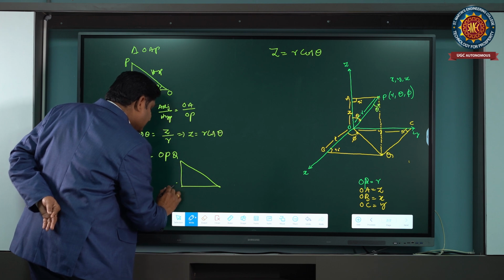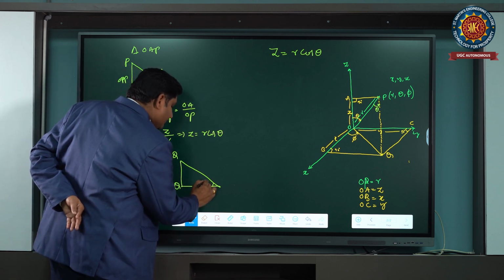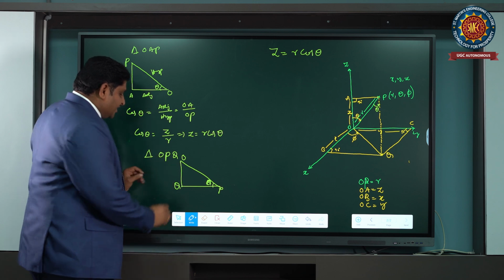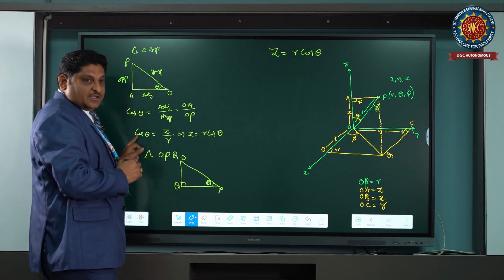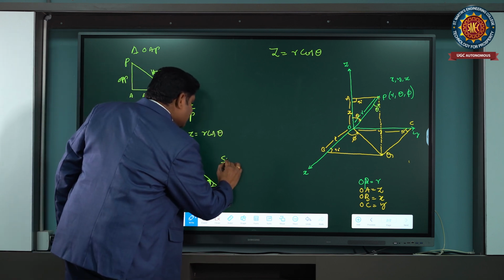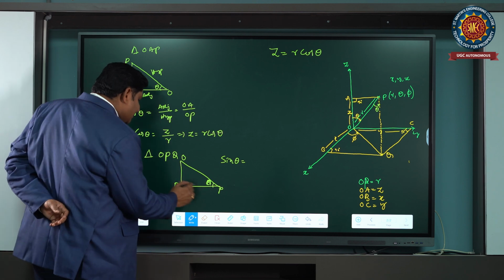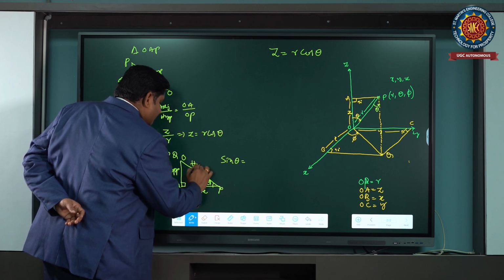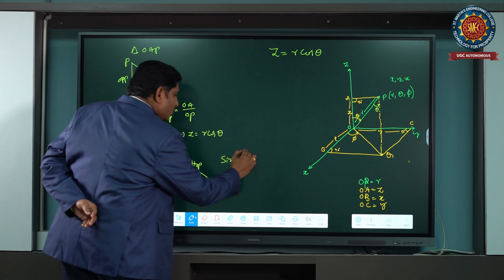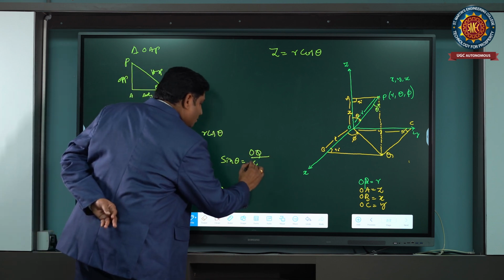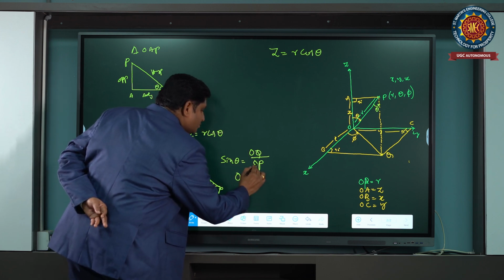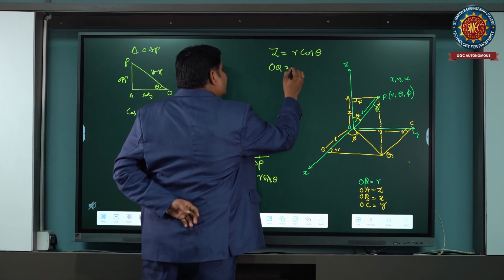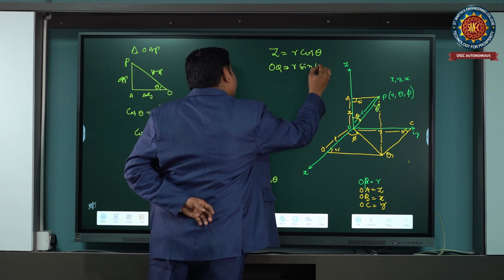I can consider the right angle is at Q and the angle at P is theta, and this is O. Now this is the right angle triangle. So from this, previously I considered cos theta, now here I can consider sin theta. So what is sin theta? Opposite side, this is base, and this is hypotenuse. So the opposite side is OQ and the hypotenuse is OP. It means OQ is equal to OP, which you know already is R, so R sin theta. It means OQ is equal to R sin theta.